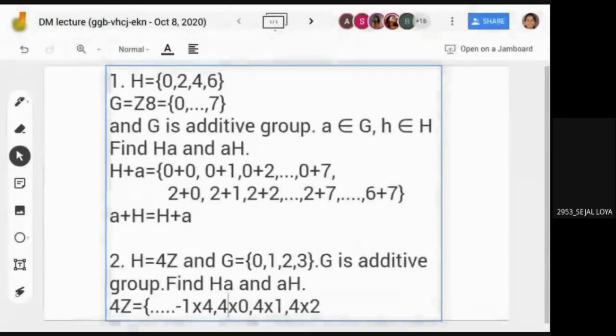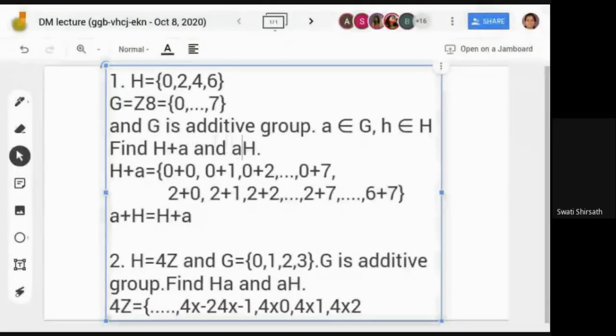Ma'am, in the first question we have to find HA and AH, and in the solution we have found A plus H. So G is additive, that's why? Or is there any other reason? So if we are asked to find cosets, it may be given as HA or AH. You have to consider the operation given in that problem. It won't be multiplication always.